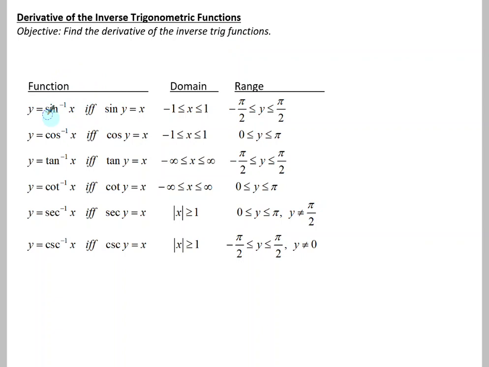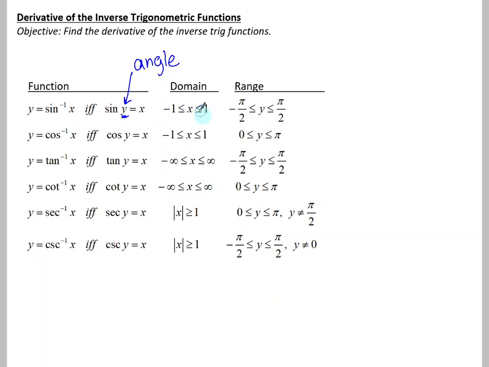Y equals the inverse sine of x if and only if sine of y equals x. Remember, when something's written this way, what is inside the sine function, in this case y, is representing the angle, because it's sine of an angle that equals something.